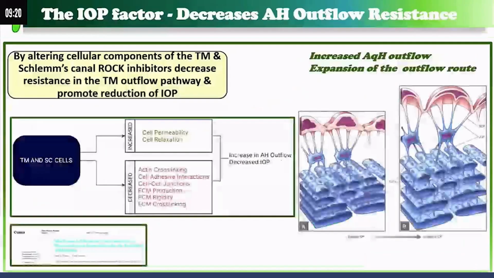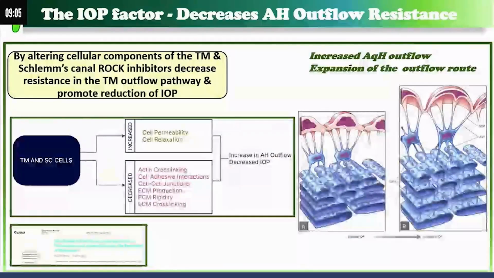So in this talk, I'll quickly cover 10 points, which I hope is going to convince you to start ROCK inhibitors if you have not already started them. Number one is the IOP factor. Now, the ROCK inhibitors decrease the aqueous humor outflow resistance. How do they do it? They do it by altering the cellular components of the trabecular meshwork and the Schlemm canal. So they increase certain things, like the cell permeability and the cell relaxation, and they decrease certain things, for example, the ECM rigidity, the ECM cross-linking, the actin cross-linking, etc.